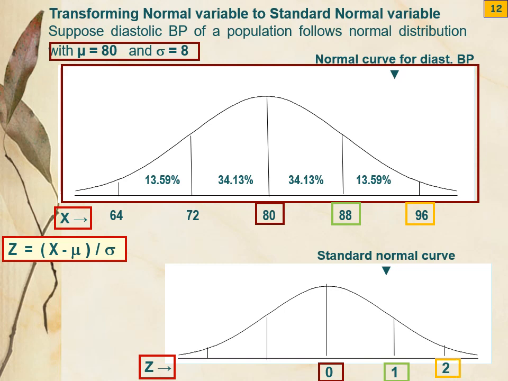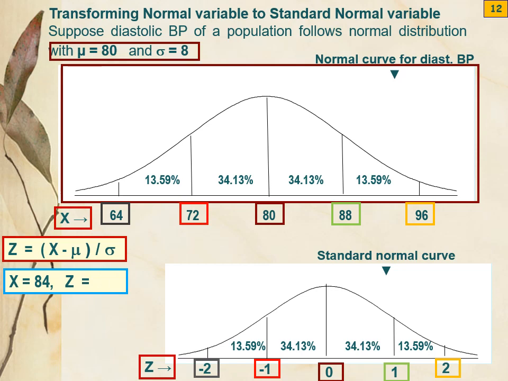I am not taking the others, simply 3 and 4 like that. What about the 72? All the values of X which are less than mean will give you Z with a minus sign, because if X is less than mu, it will be negative. So this 72 will be minus 1 and this 64 will be minus 2. So this is how we transform the X variable to Z variable. Now areas will remain the same.